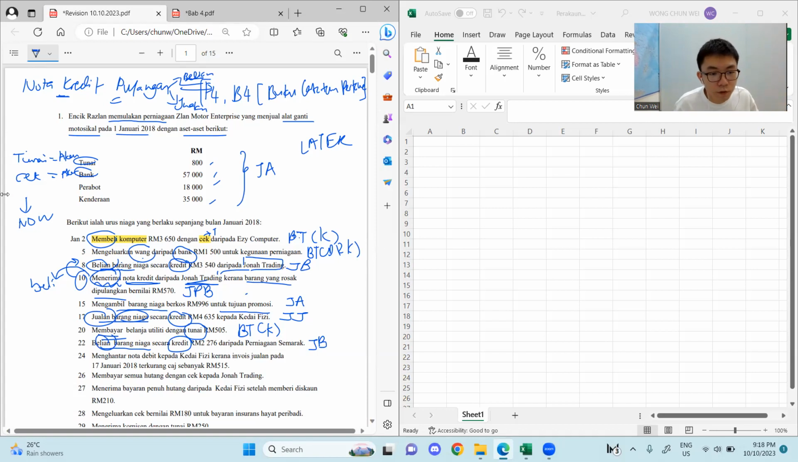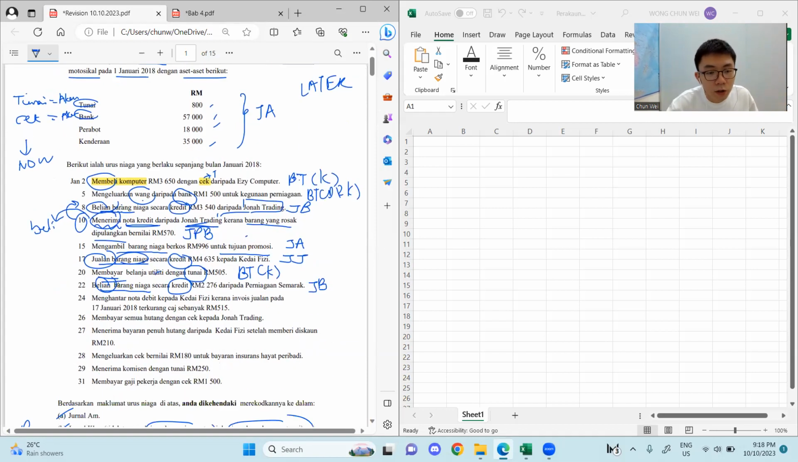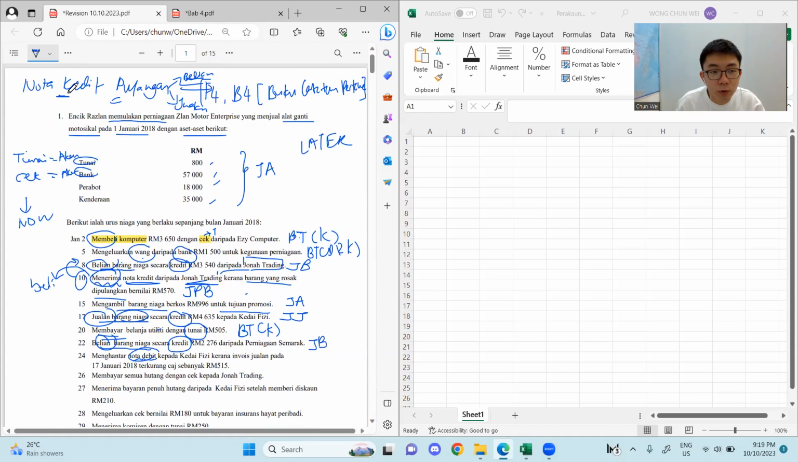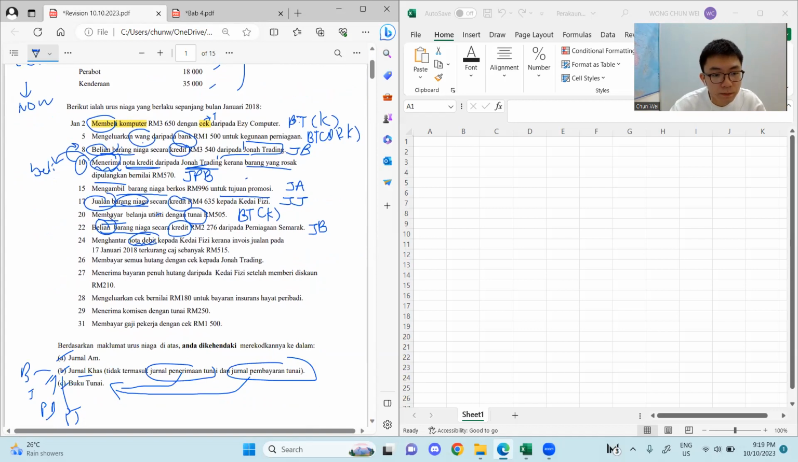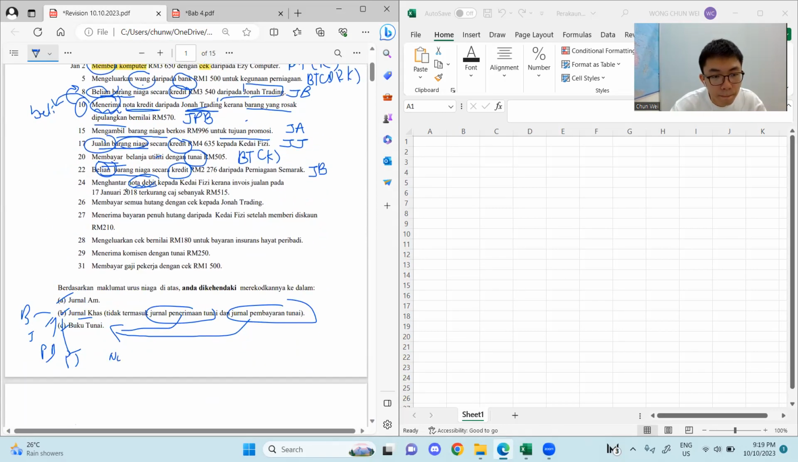Okay, again, 24. Menghantar nota debit. Okay, so there is a nota credit, there is a nota debit as well. Now, for nota credit, I told you whenever you see the K word, remember the P. KP means for pulangan. Okay, now for nota debit, it's just either two. Jena belian or jena jualan. It's just that simple. Okay, so it's credit, then pulangan. If nota debit, then it's just as usual. Either jena belian or jena jualan.